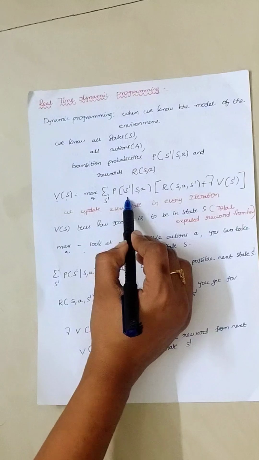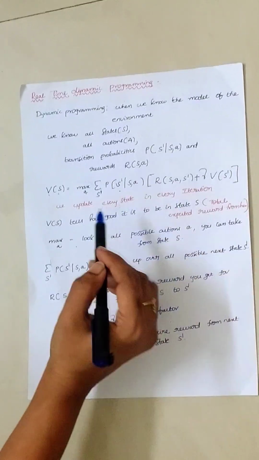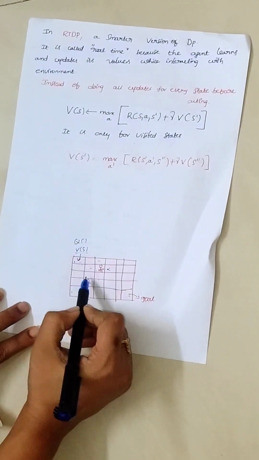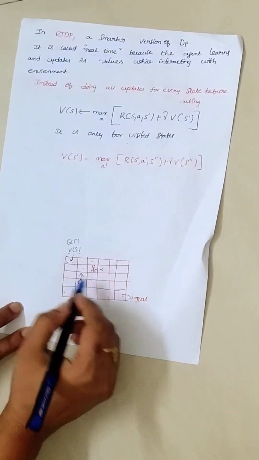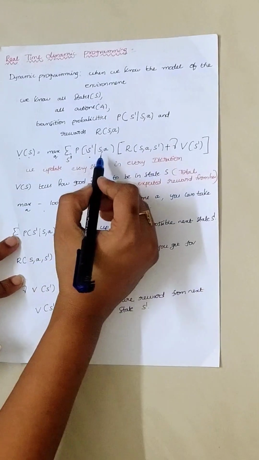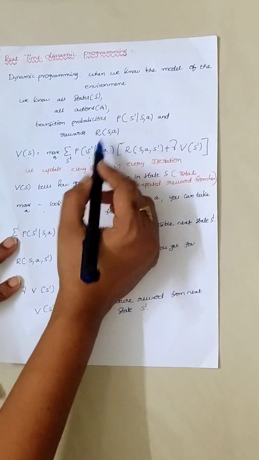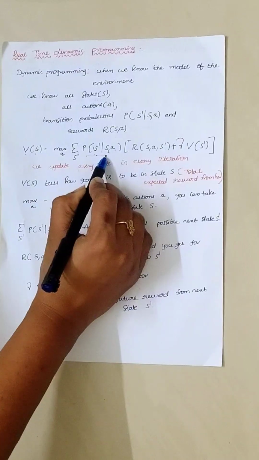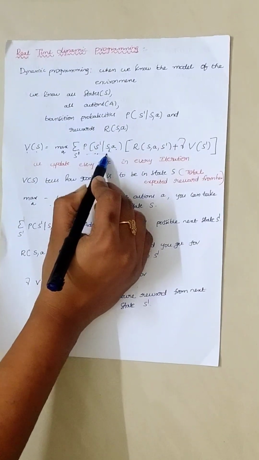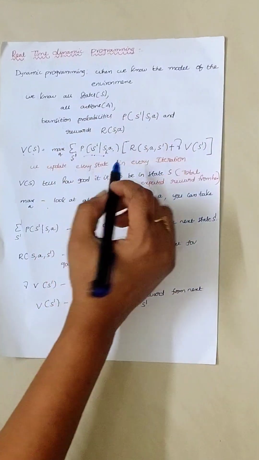Now sigma over s dash, p of s dash comma s comma A. Suppose I am in this state and I take this kind of action. What is the probability of going to the next state? I am in one state s and have taken one action. What is the probability of going to this particular next state? This we have to calculate. And here I have mentioned sigma, so I have to sum up every time.